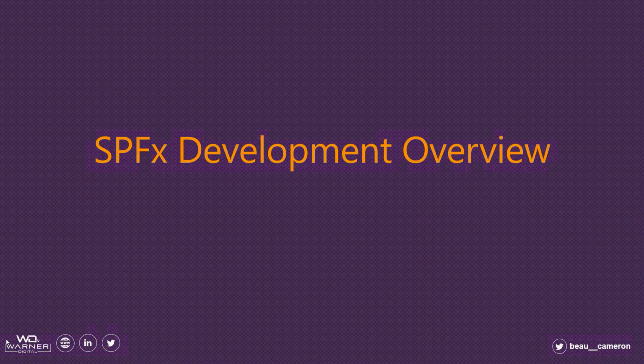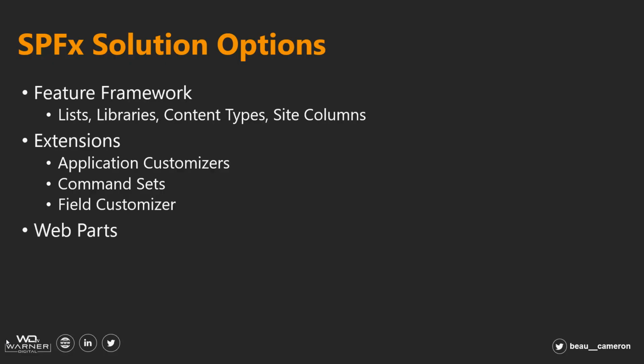Okay, absolutely. So let's talk about the development overview. So what are your solution options? You can deploy out using SharePoint Framework, feature framework stuff like lists, libraries, content types, site columns. From a solution perspective, you've got 3 choices in extensions. So application customizers, those are things that are going to provide global level development, like if you want a header or a footer. Command sets allow you to have buttons within things like lists and libraries.